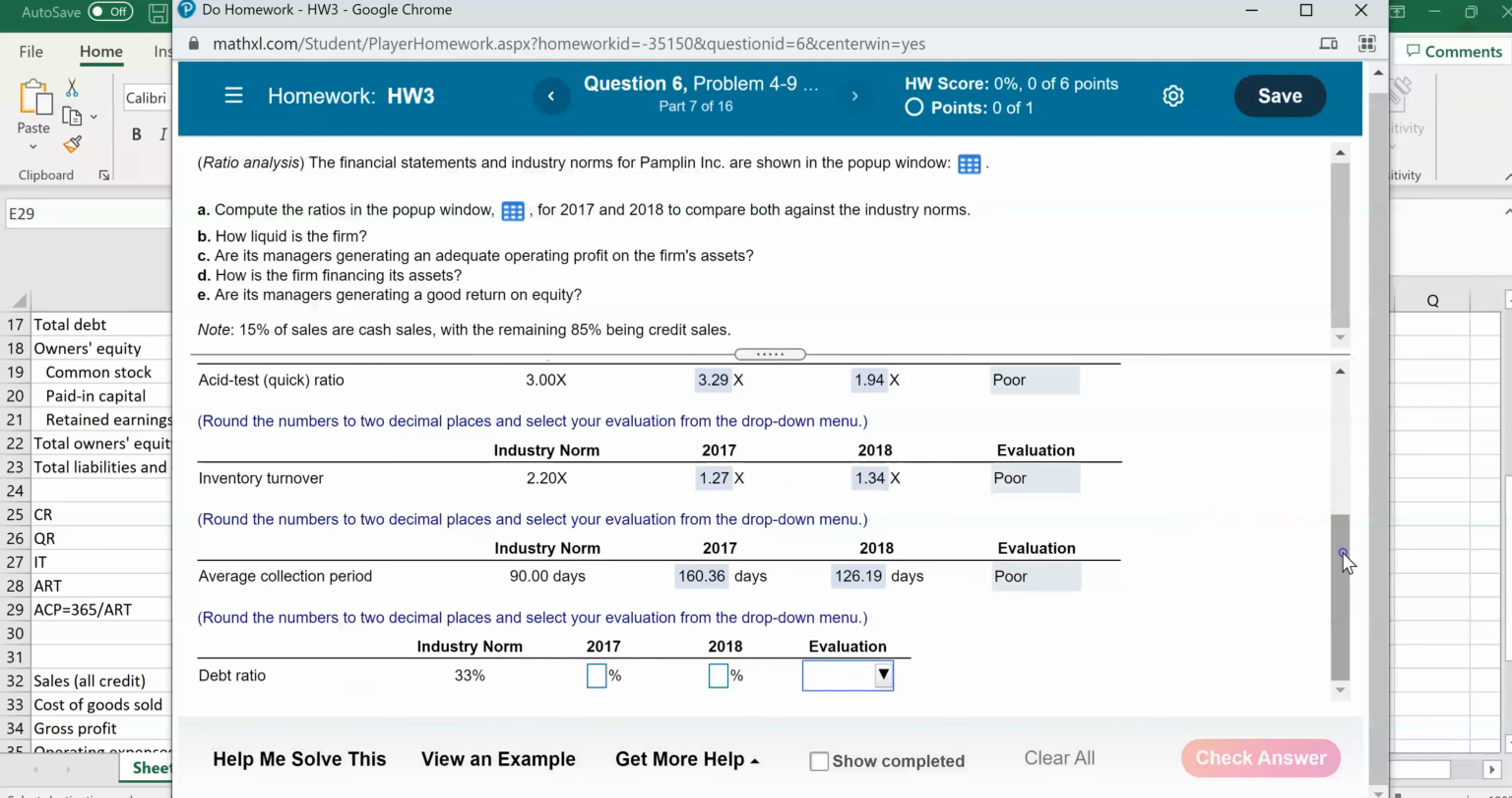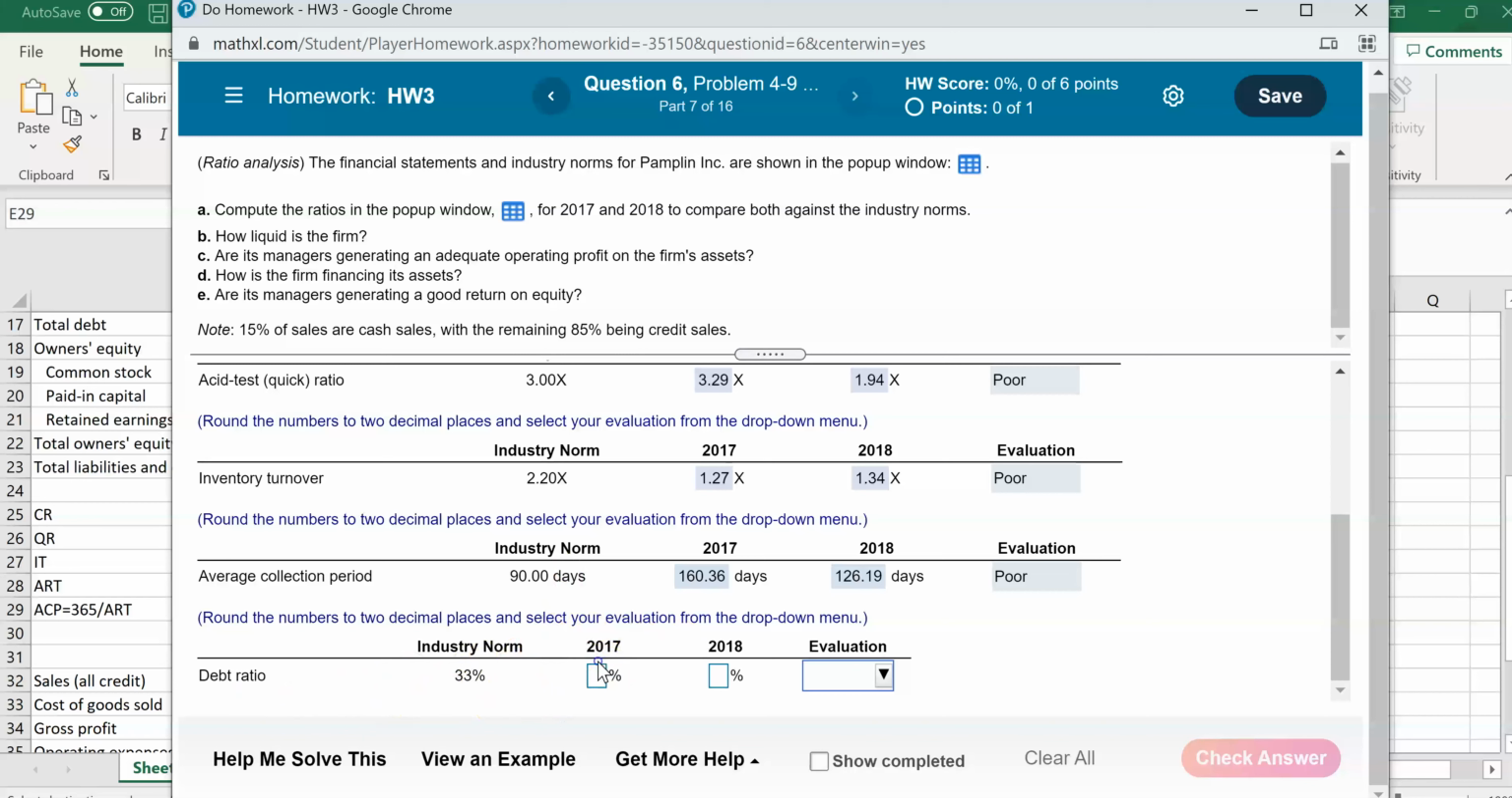So here actually we are doing two types of comparisons. One is against its own past. The other is to compare with the industry. And I guess the conclusion for the evaluation is just based on whether it's worse or better compared with the industry norm, rather than whether it's improving over time for the same firm. So the rounding requirement for the new debt ratio here is the same as before.